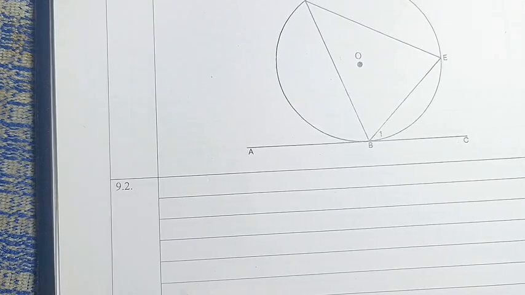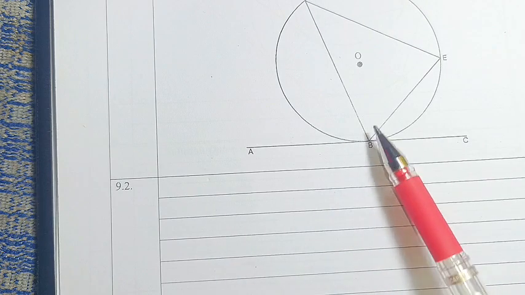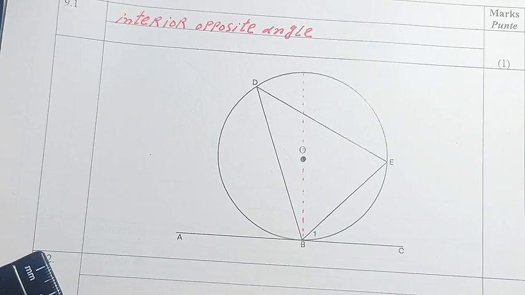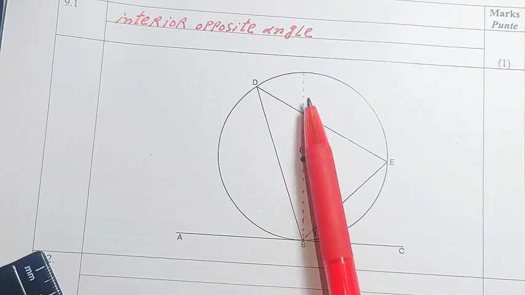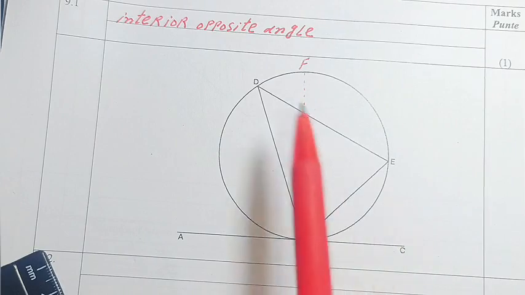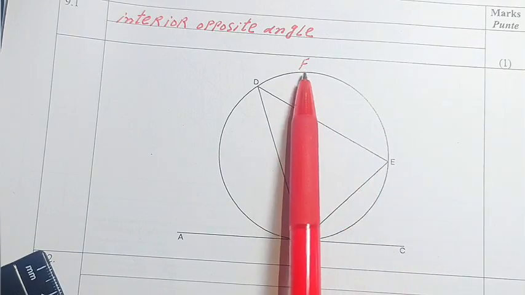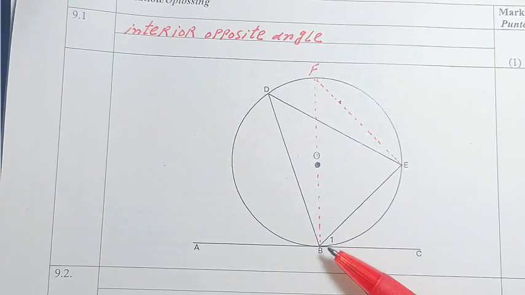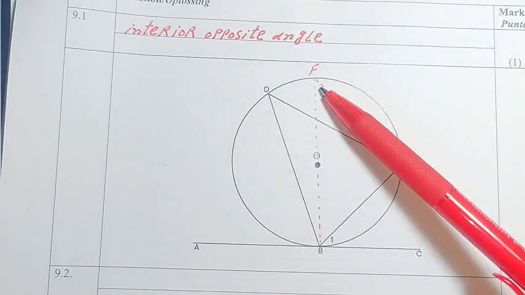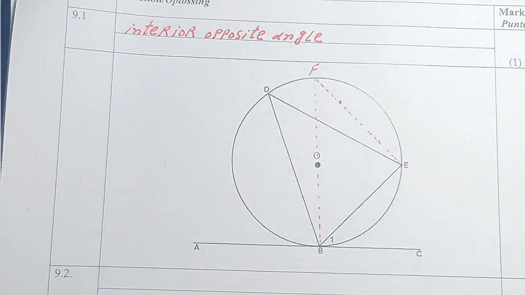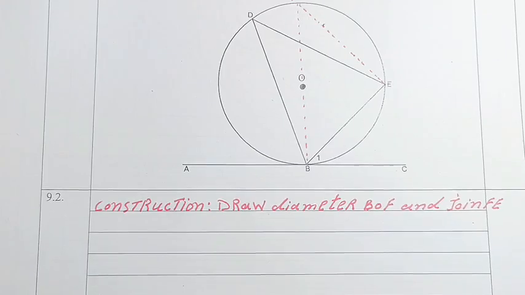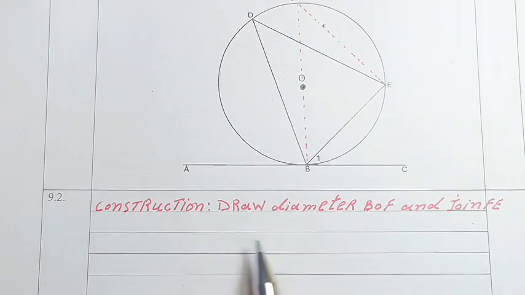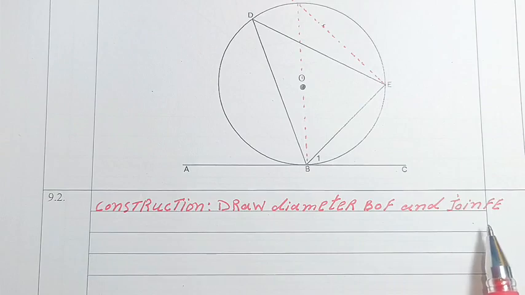So I need to do some construction here. There are many ways to prove this one. I choose this way, the easiest way. We need to draw a diameter BOF, and after that, join FE. So first I draw diameter BOF, then I join FE. I need to write in words: construction, draw diameter BOF and join FE.